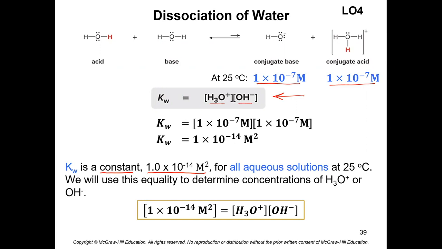Okay? So we're actually going to be able to use this equality to determine the concentrations of hydronium or hydroxide ions in the solution. And we can use that by setting Kw equal to its constant. And I'm just plugging that in here. Okay, so that's what I've written here. 1 times 10 to the negative 14 molar squared is just my Kw value, and then that equals the concentrations of each one.